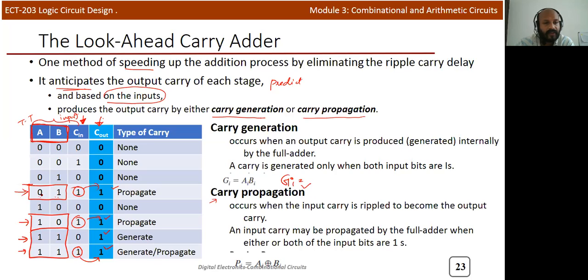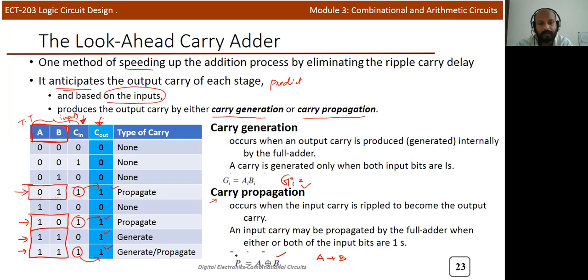If A is equal to 1 or B is equal to 1, the output is equal to 1. So this can be implemented either by using an XOR logic or by using an OR logic. Mainly in most of the textbooks they follow this A XOR B combination. It's not compulsory that we need to use the A XOR B combination. We can also use the A plus B combination to generate carry propagate.